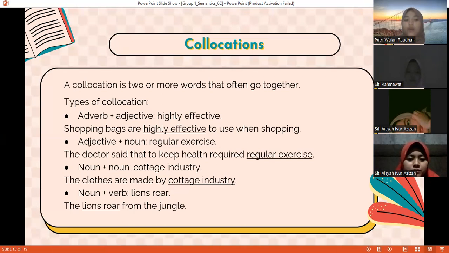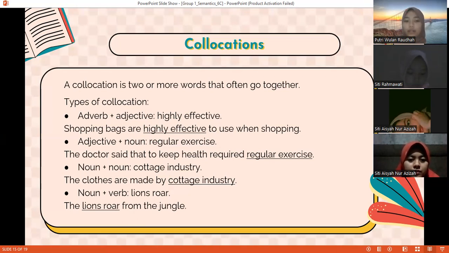There are several types of collocation, which are made from a combination of verb, noun, adjective, adverb, and so on. The first type is adverb plus adjective. The example here is highly effective. In the sentence, shopping bags are highly effective to use when shopping. The other example is completely satisfied.